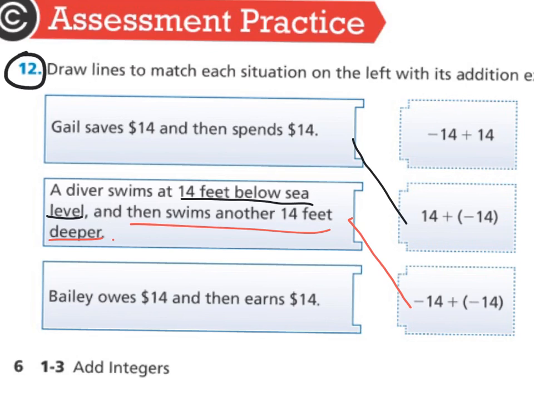Bailey owes $14, then earns $14. So owes $14, that'd be like a negative 14, and then earns 14. And so that would match with that one. Okay, a little easier to see here. I've got different colors, makes it a little easier to follow which one's going where maybe. So this gives you an idea of how to add integers.